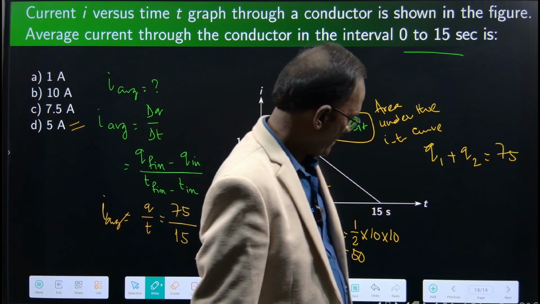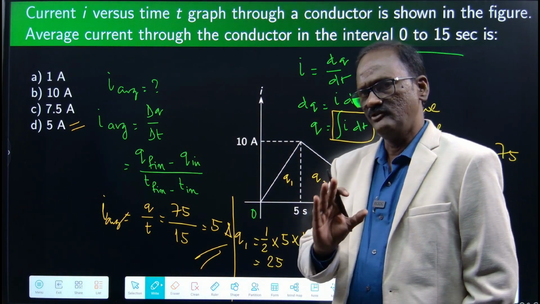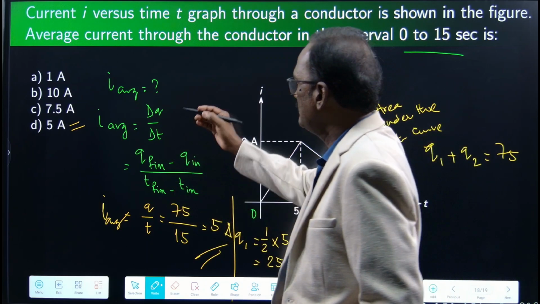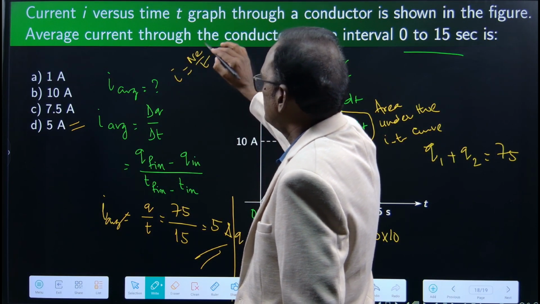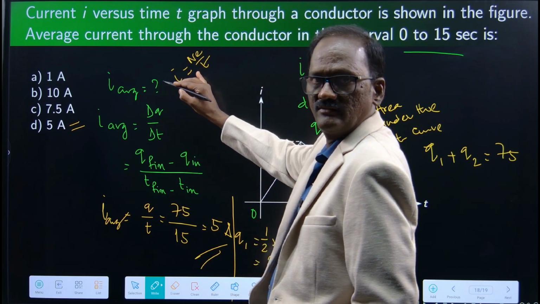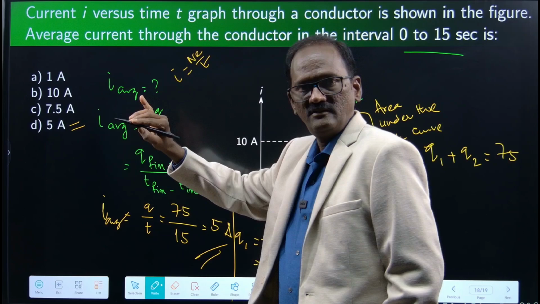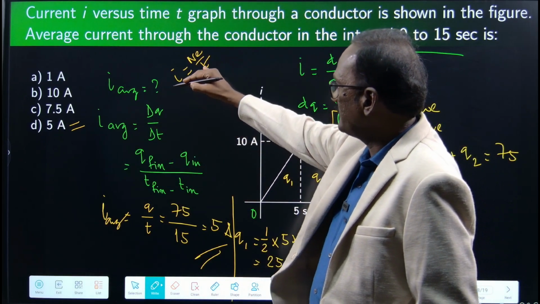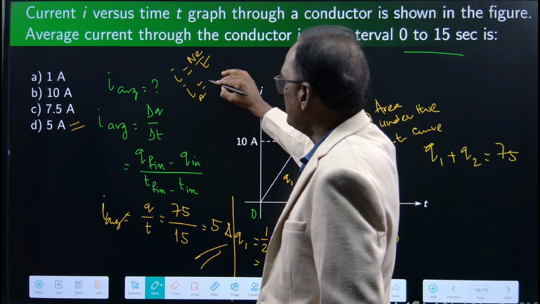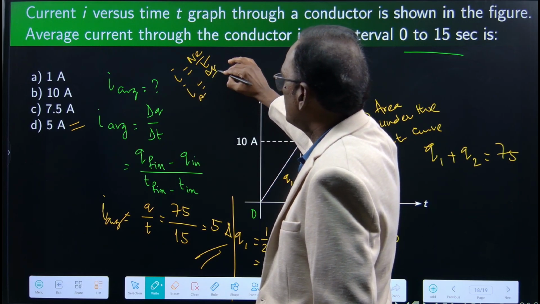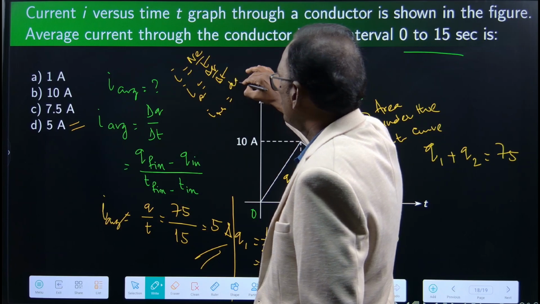Yes. So we have solved some numericals. I have used only three relations. I is equal to NE by T; from the definition we wrote Q by T, and from the quantization of charge we are writing it as NE by T. Then the average value, I average, is delta Q by delta T. Then I instant is dq by dt.